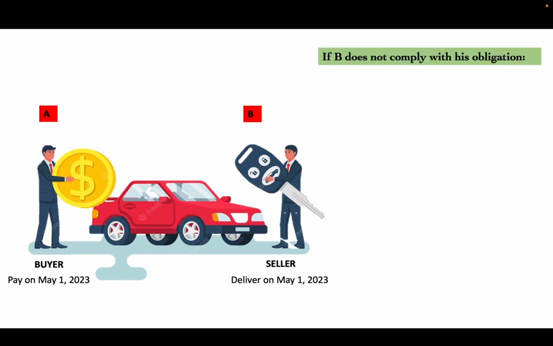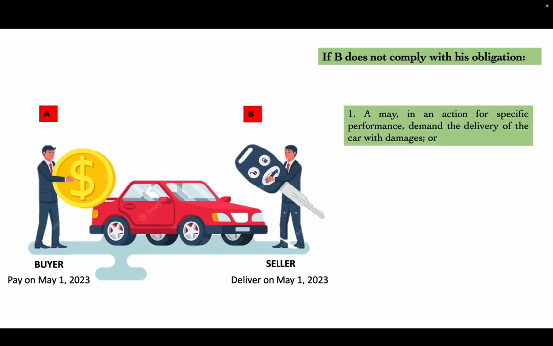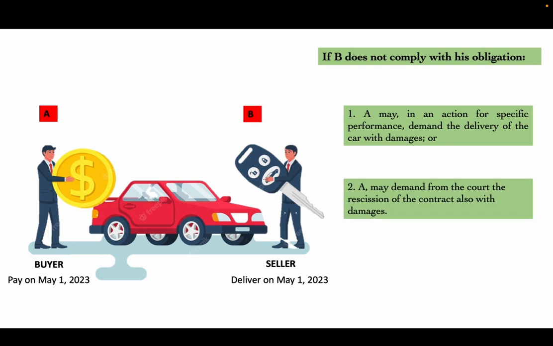If B does not comply with his obligation, so for example, ni bayad na si A anang May 1 pero wala gi-deliver ni B ang iyang sakyanan nga tukang A. If B does not comply with his obligation, unsay pwede buhaton ni A? A may, in an action for specific performance, demand the delivery of the car with damages. So pwede siya moingon nga tukang B, B, ambi na akong sakyanan, bayari pod ko og damages. Or A may demand from the court the rescission of the contract also with damages.